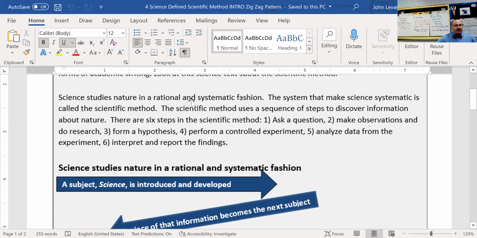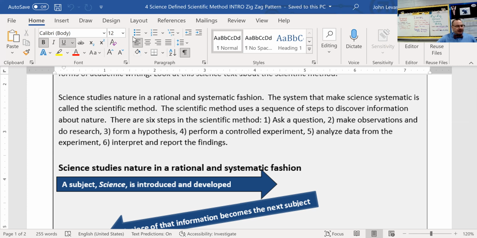Science studies nature in a rational and systematic fashion. The system that makes science systematic is called the scientific method. The scientific method uses a sequence of steps to discover information about nature. There are 6 steps in the scientific method. 1, ask a question. 2, make observations and do research. 3, form a hypothesis. 4, perform a controlled experiment. 5, analyze data from the experiment. 6, interpret and report the findings.